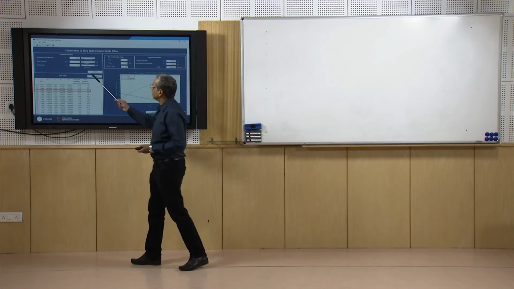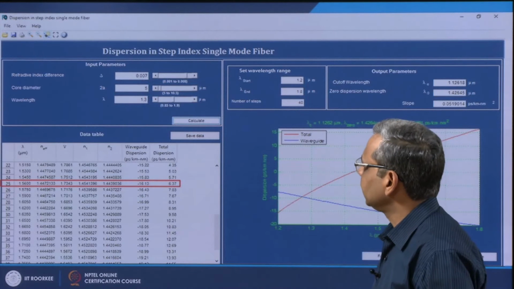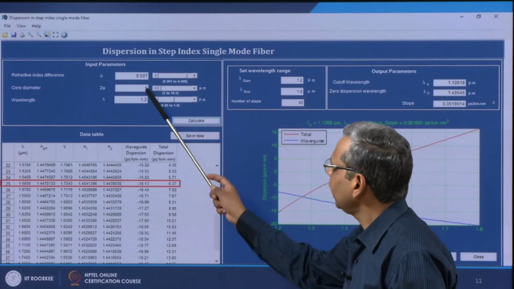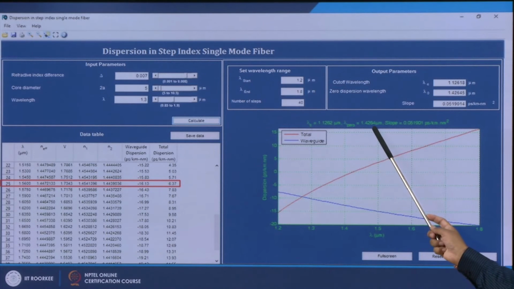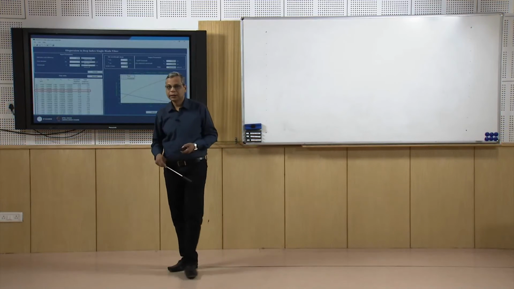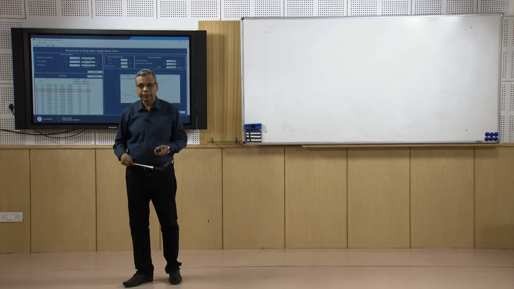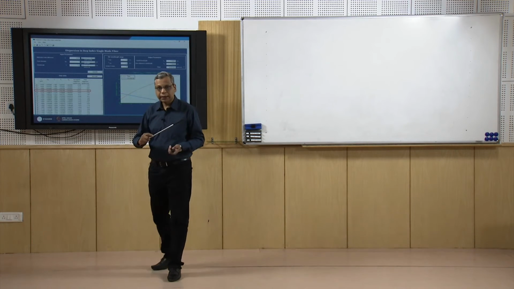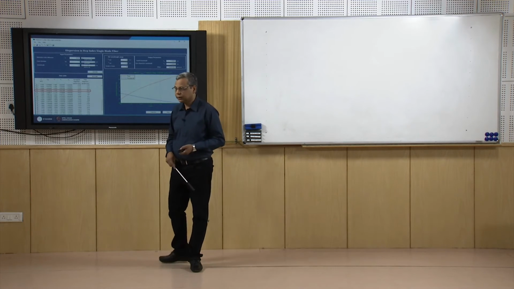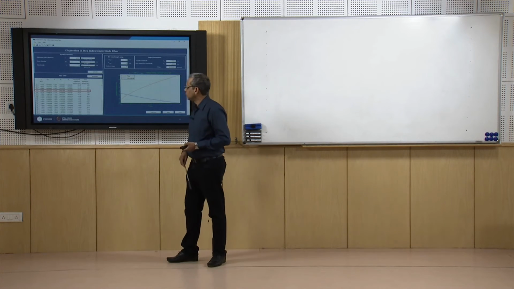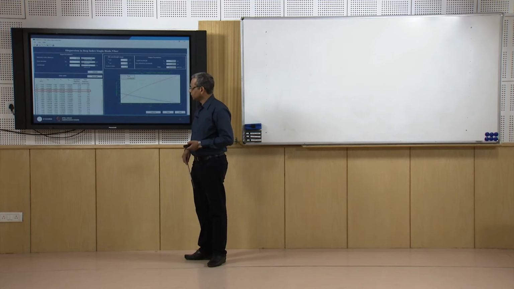Here at delta equal to 0.7% and core diameter 5 micrometer, the zero dispersion wavelength could be moved to 1.426 micrometer, which was earlier 1.3 micrometer or 1.31 micrometer. So I can drastically change the waveguide dispersion if I change the fiber parameters.